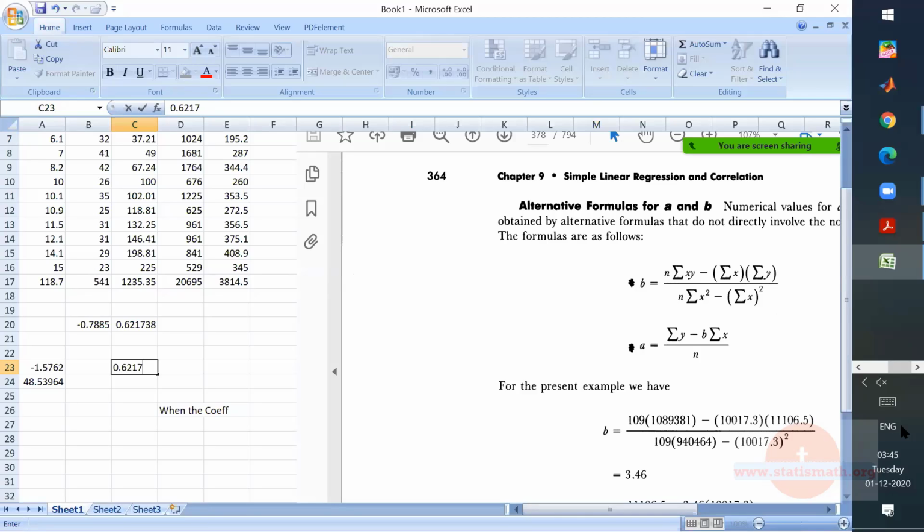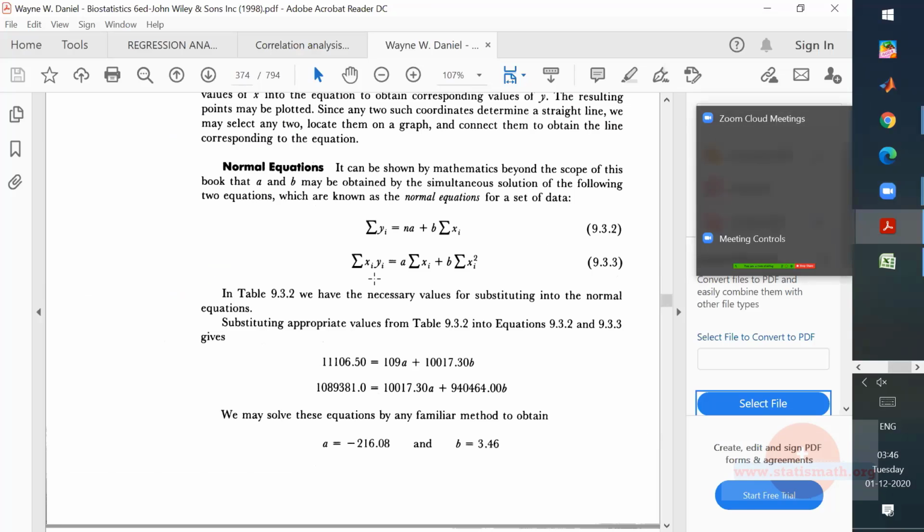You can use the normal equations. You know the normal equations, right? This is an alternative formula, which is much easier. It is much easier to calculate. So this we call the normal equations.